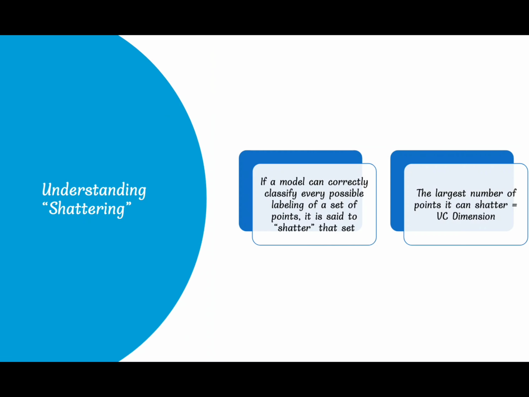Now, an important word related to VC dimension is shattering. If a model can correctly separate or classify all possible combinations of a set of points, we say it can shatter those points. For example, if you give it 3 data points and it can correctly handle every possible way of labeling them as 0 or 1, we say it shatters 3 points. The largest number of points it can shatter, that's the VC dimension. So, a VC of 3 means it can shatter any set of 3 points, but not necessarily 4 points.